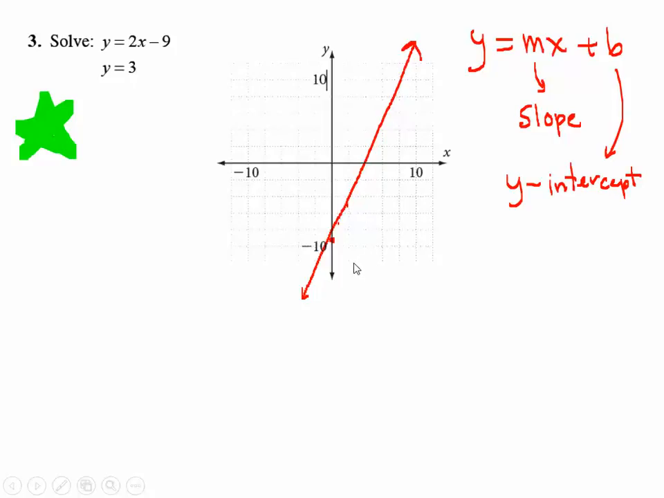Again, use a straight edge. Use something that's going to give you a pretty good graph.